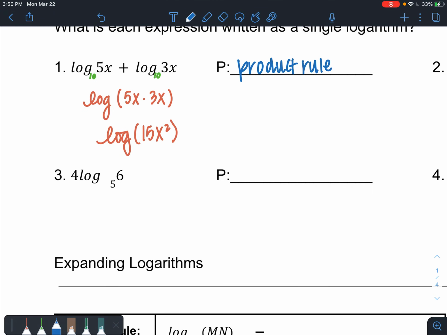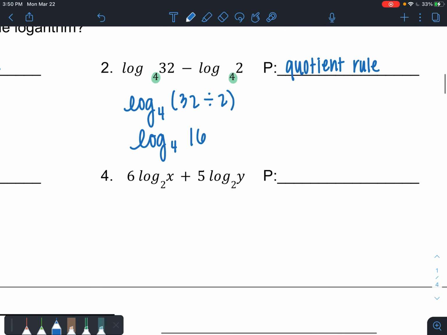This one here, because I have this 4 out front, I can bring it up to this exponent right here. So I have log base 5 of 6 to the 4th. And that's just the power rule. And we'll leave it like that. There's no need to rewrite it any other way.